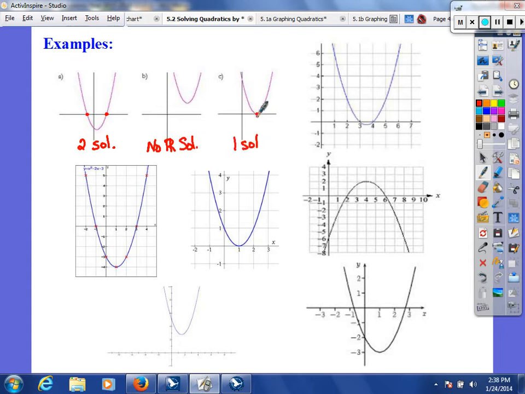I don't know what it is. It's positive, but it's 1 solution. So these first 3, we don't know exactly what the answers are, but we know how many. Okay, and that's a good start. The rest of them, we should be able to find exact answers.